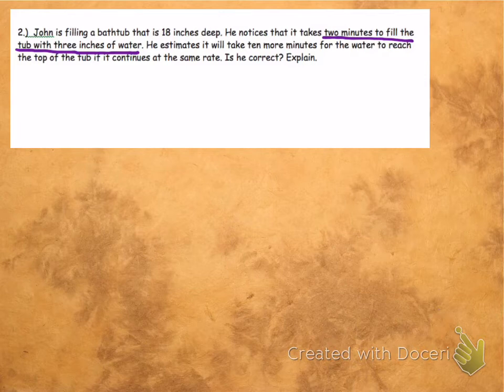So we want to look at what we're comparing. What is the relationship we're looking at? We're looking at the minutes it takes to fill the inches of water, or inches per minute.